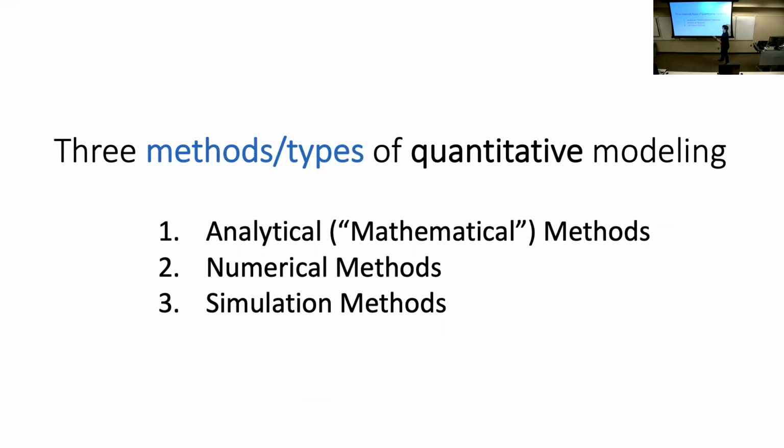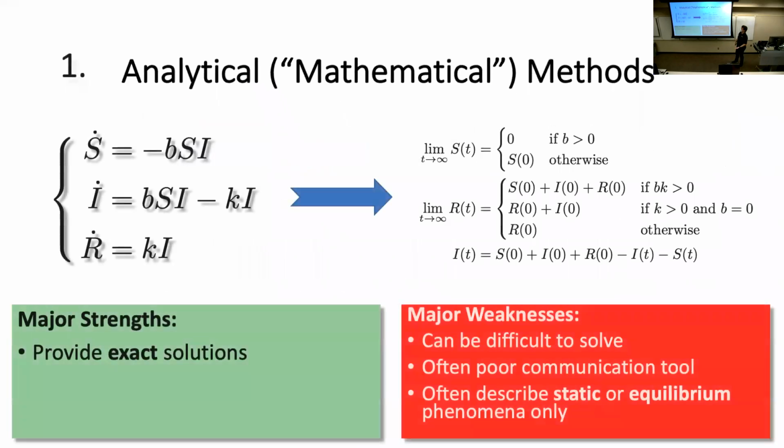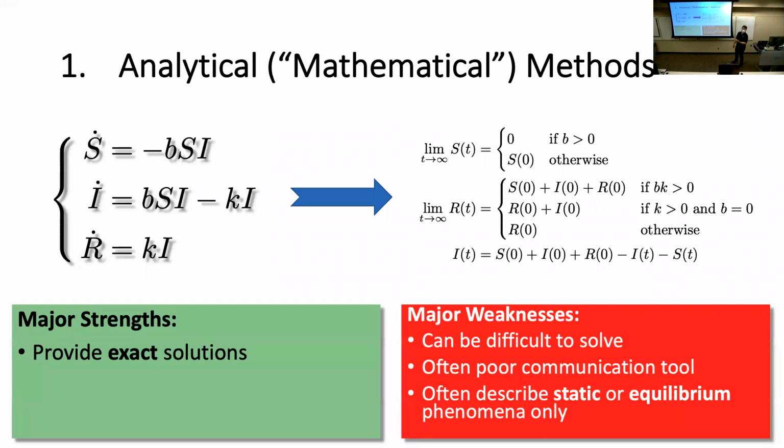Then there are three types of quantitative models, and we're primarily focusing on the third type in this class, but I want you to be able to recognize the others. The first type are analytical models. These are the mathematical models. These are more like what you would do by hand in 211.